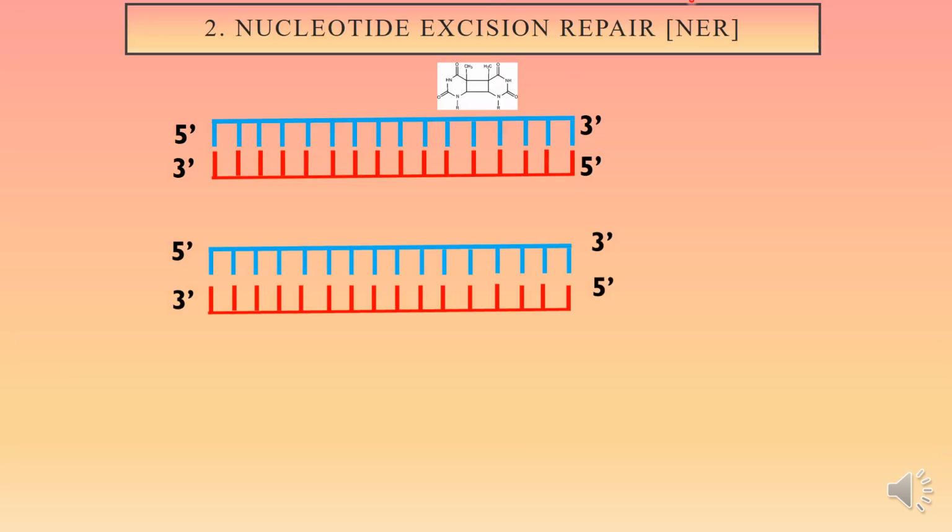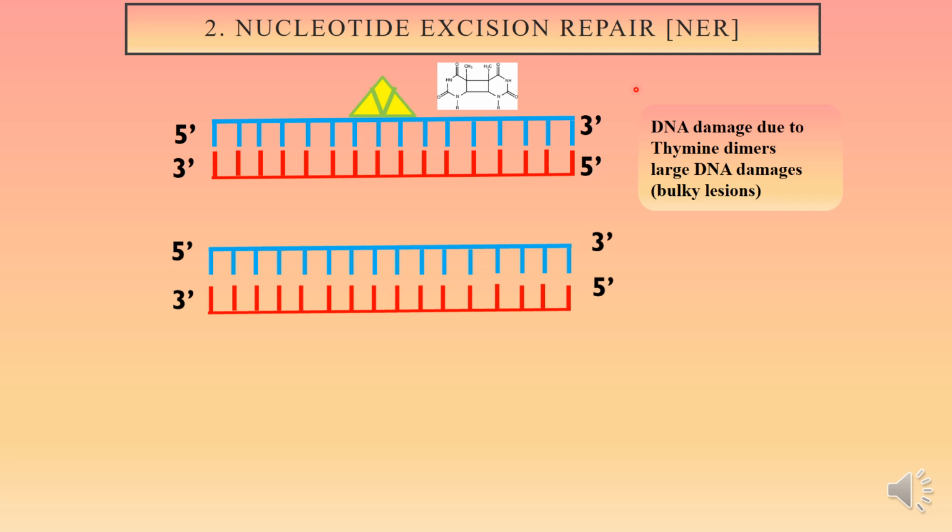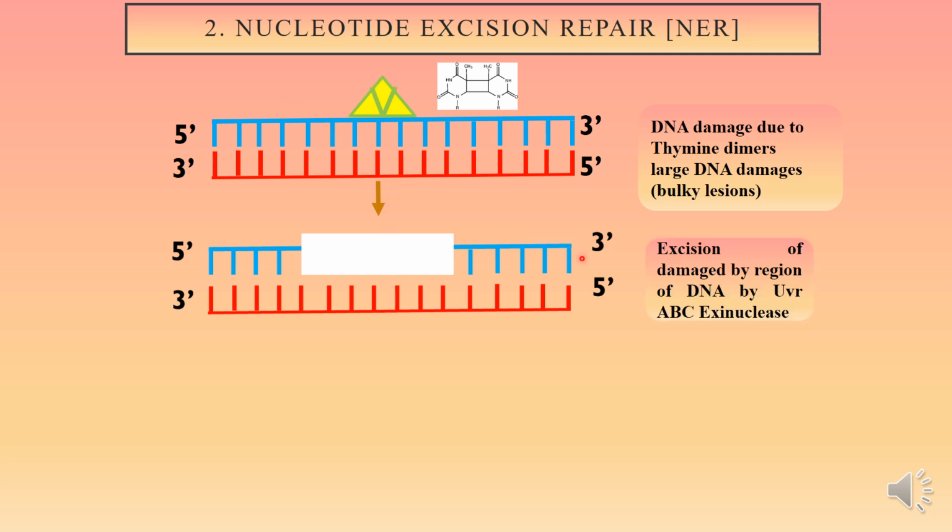Nucleotide excision repair mechanism, or the NER. As you can see here, this is a thymine-thymine dimer formation. This thymine dimer formation leads to DNA damage, and once this error is detected, the excision of the damaged region is carried out. The enzyme that does this is UvrABC exonuclease in prokaryotes. And in eukaryotes, there is a different set of enzymes which carry out the excision.